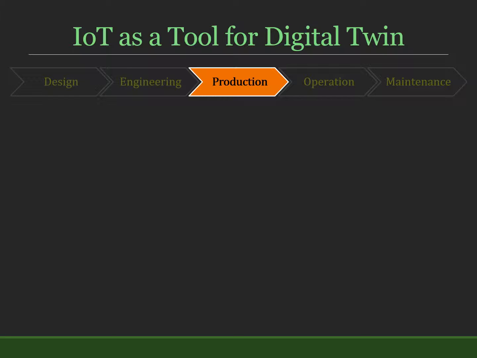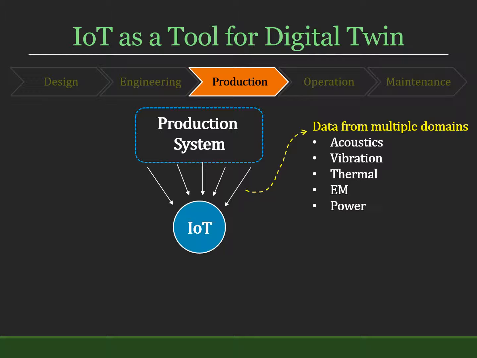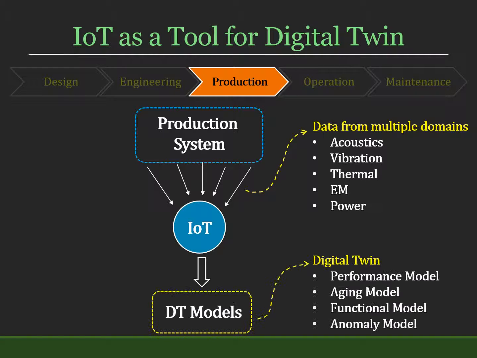In this presentation, we focus on the production stage of the supply chain and hence focus on the digital twin of the manufacturing systems. More specifically, we focus on how IoT-enabled devices with lots of sensors will help us in acquiring large amount of data from multiple modalities such as acoustics, vibration, thermal, etc., and help us in building digital twin models in the form of performance, aging, functional, and anomaly models. The digital twin models will also be able to provide feedback to improve the production system.